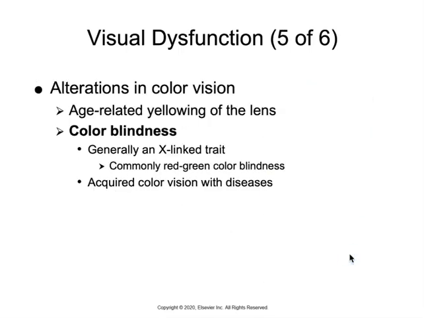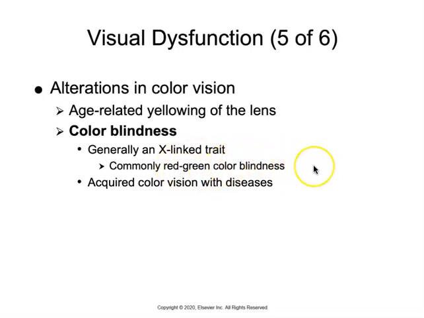We can have alterations in color vision. This can be age-related yellowing of our lens, or if we have color blindness, it's usually X-linked, and commonly we see that it is a red-green color blindness.